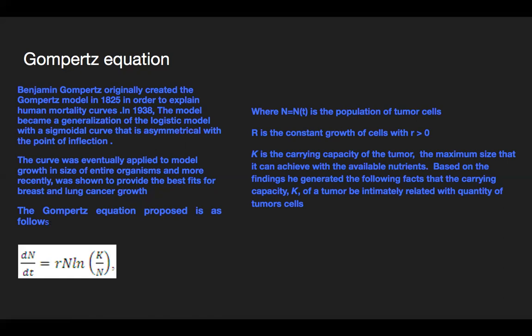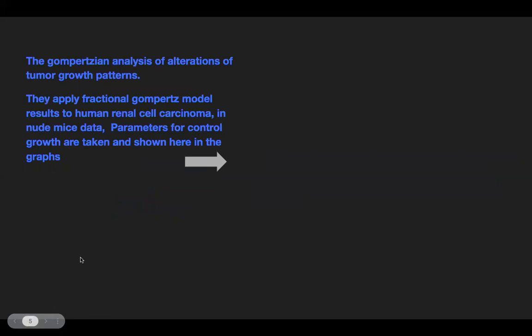The maximum size that it can achieve with the available nutrients is based on the findings generated with the following facts: that the carrying capacity K of a tumor will be intimately related with the quantity of tumor cells. The Gompertzian analysis of alterations of tumor growth patterns.